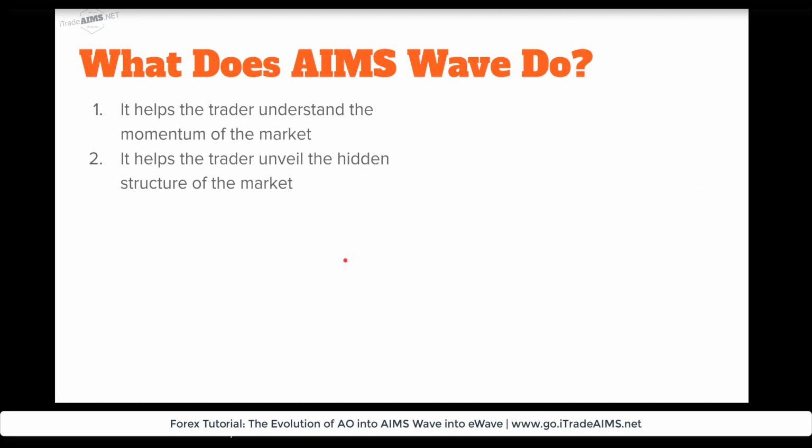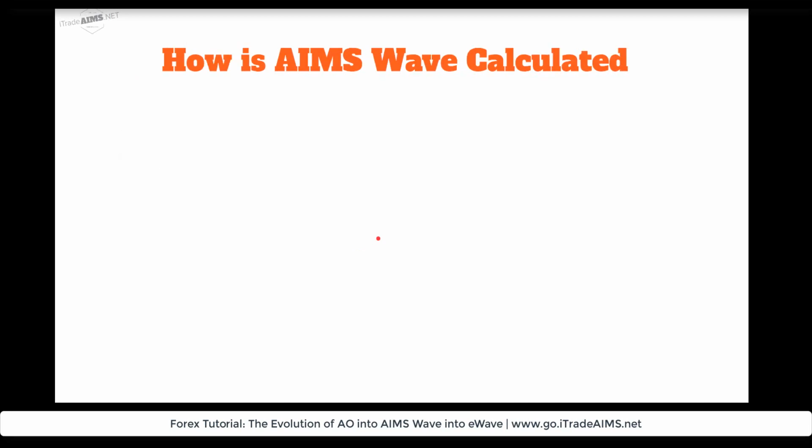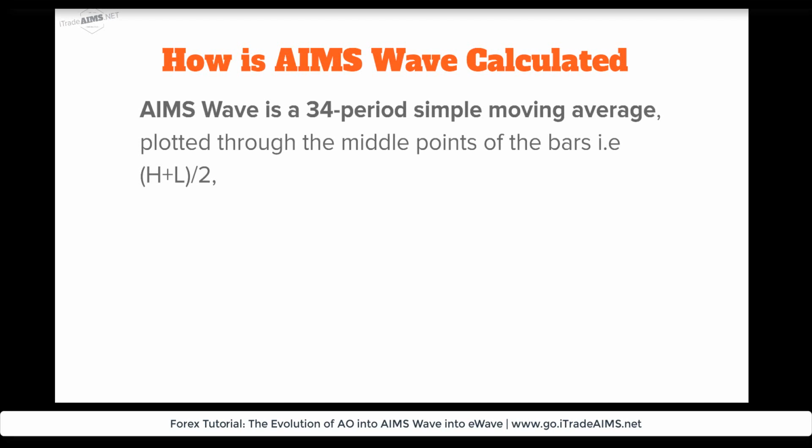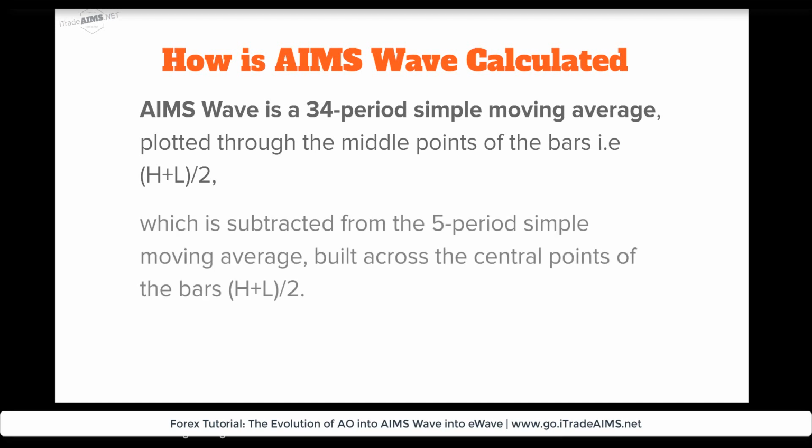So what does the Ames wave do? It helps the trader understand the momentum of the market. It helps the trader reveal the hidden structure of the market. How is Ames wave calculated? Ames wave is a 34-period simple moving average plotted through the middle points of the bars, which is subtracted from the 5-period simple moving average built across the central point of the bars, the high plus low divided by 2. And now let me show you through the chart how it's done.